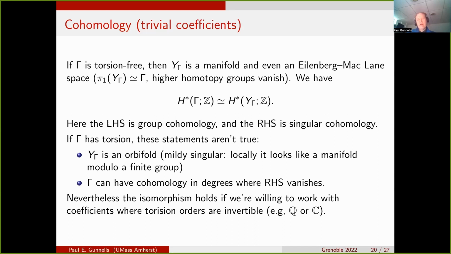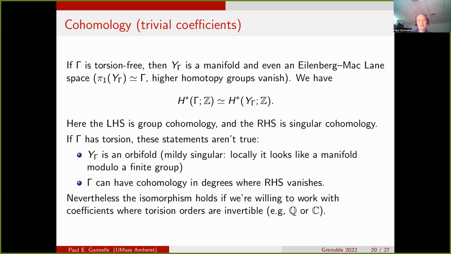And so then, okay, it's not a manifold. That's too bad. And in fact, another thing is that if you look at these two sides, the right-hand side could vanish where the left-hand side is not supposed to vanish. There could be group cohomology in degrees where there's no singular cohomology for that quotient in the same degree. So that's a problem. Certainly that isomorphism can't be true in that case.